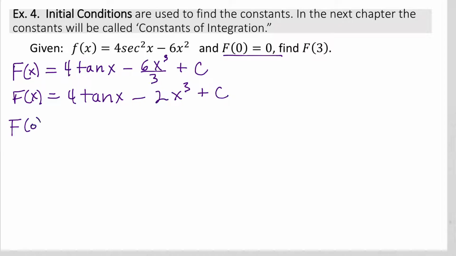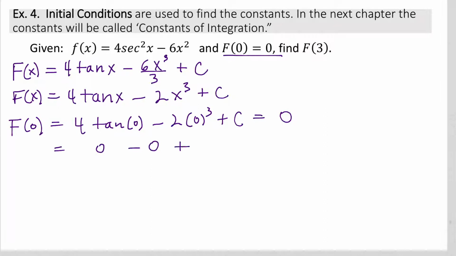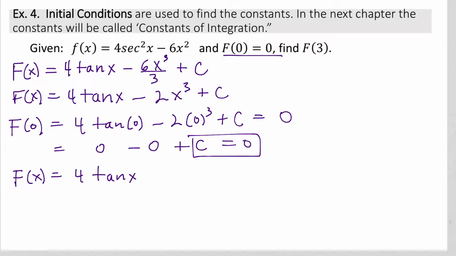F of 0 is equal to 4 tan 0 minus 2 times 0 cubed plus c, and that's supposed to be equal to 0 according to our initial condition. So this is going to be 0 minus 0 plus c equals 0. So in this particular case, c is equal to 0. So our antiderivative function F of x is 4 tan x minus 2x cubed, without a constant.